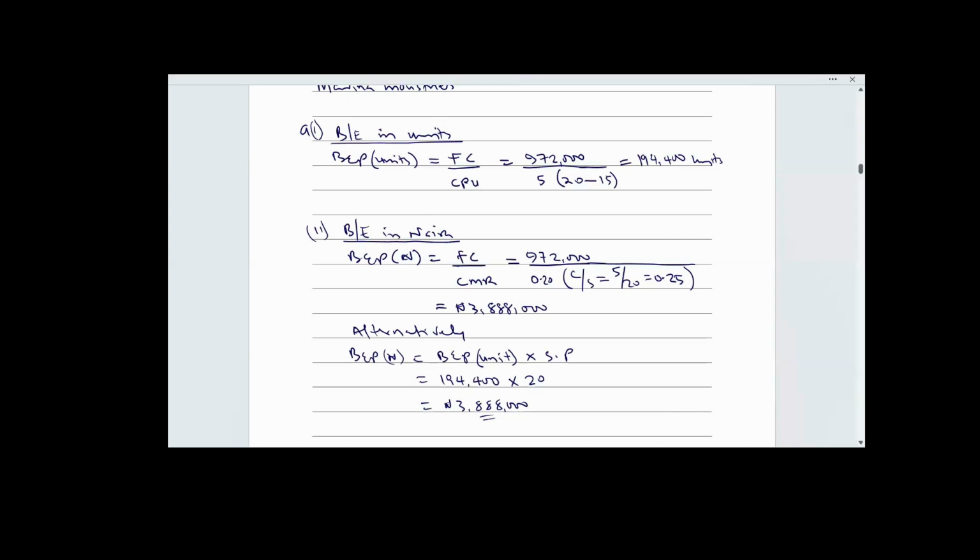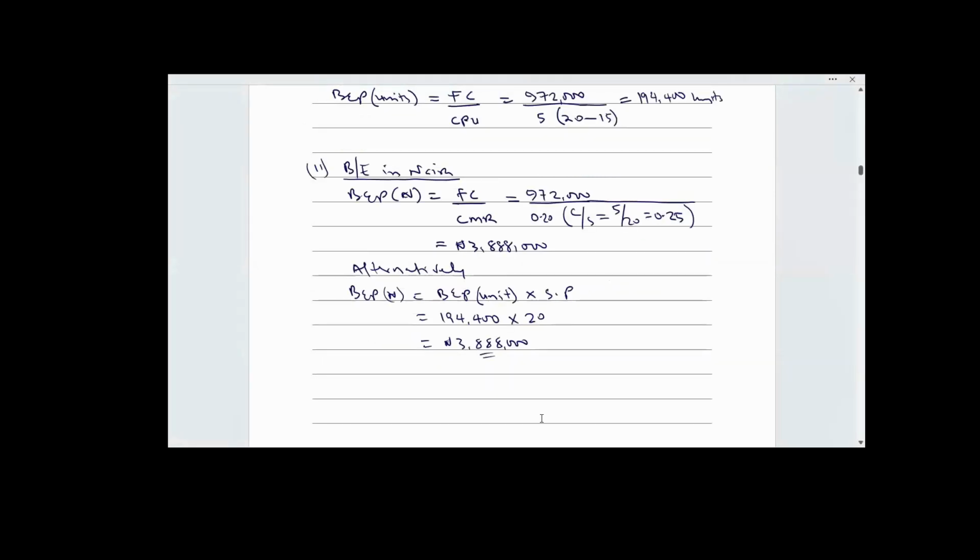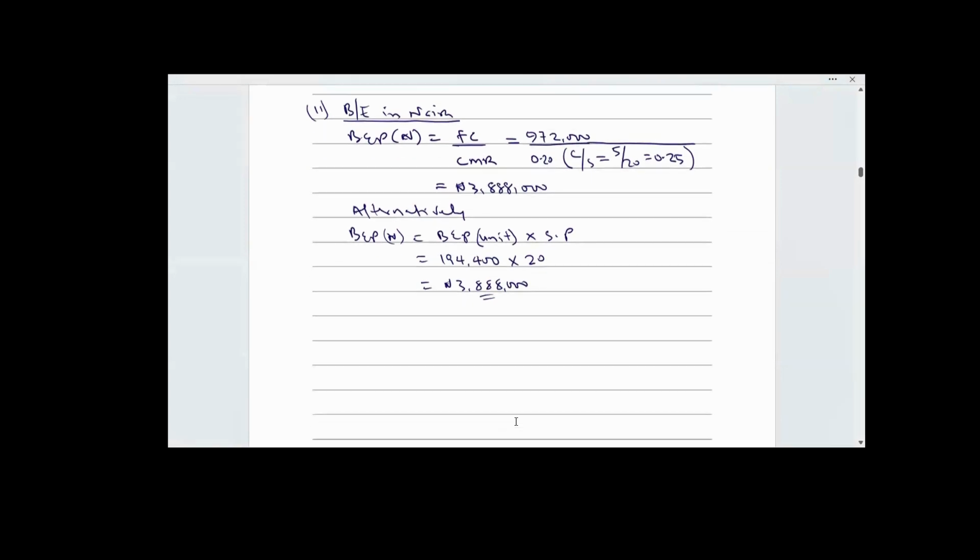So let's go to number B, requirements. You have to calculate the number of units that must be sold to earn an income of 75,000 naira before income tax. So you want to calculate the break-even point to earn a targeted profit before tax.